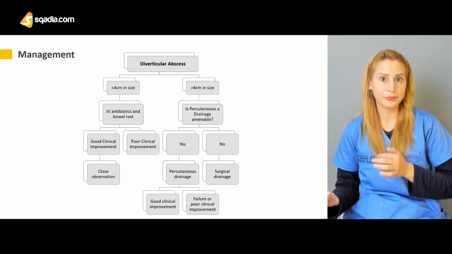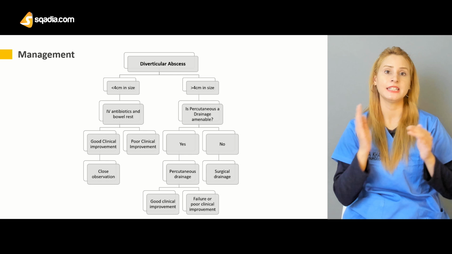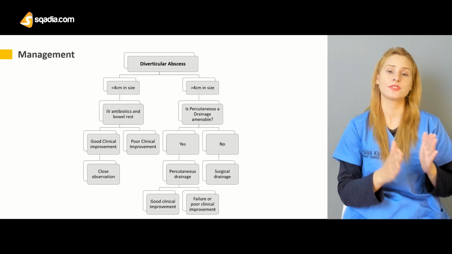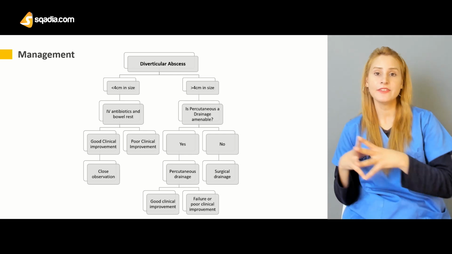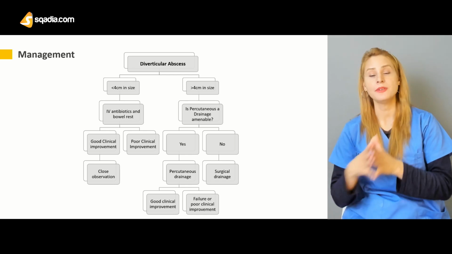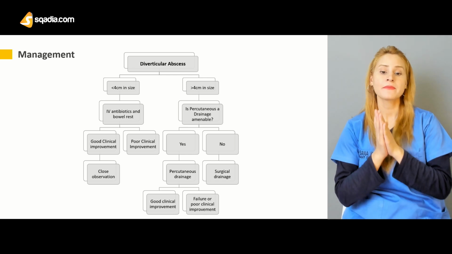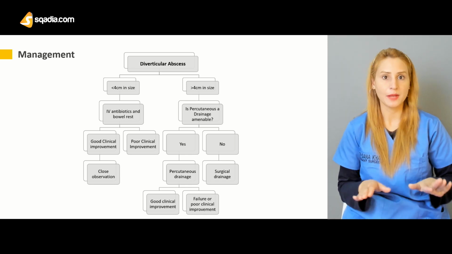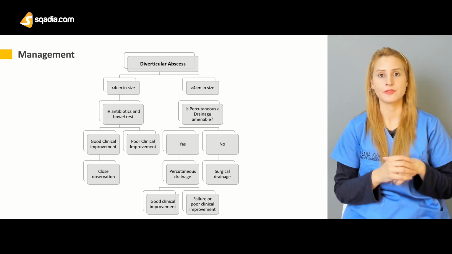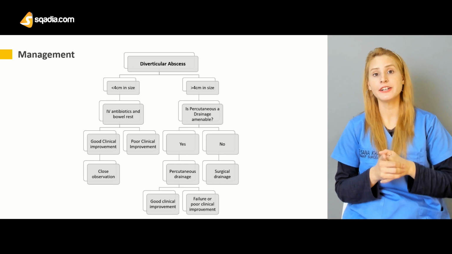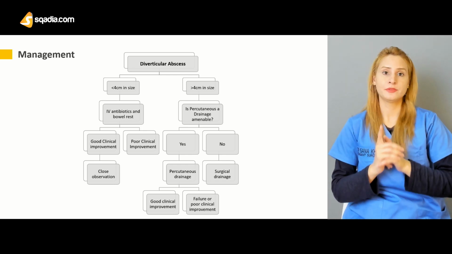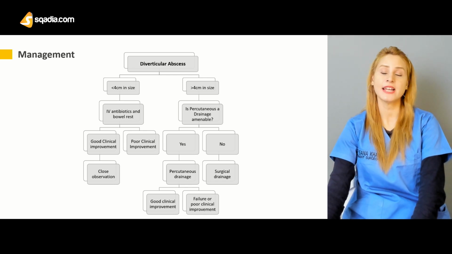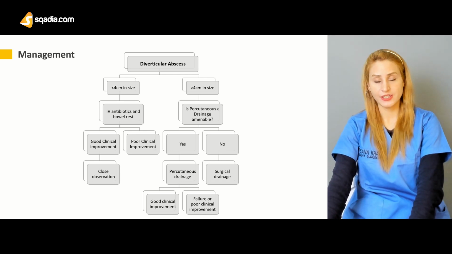If there's poor clinical improvement, you have to see if percutaneous drainage is amenable. If not, you have to go for open surgical options. If the size is greater than 4 centimeter and percutaneous drainage is amenable, then you do the percutaneous drainage. If there's a good clinical outcome, then your job is done, and you monitor with close observation. If there's a failure or poor clinical improvement, then you have to go for open surgical drainage. So that's how you're going to manage the complications.